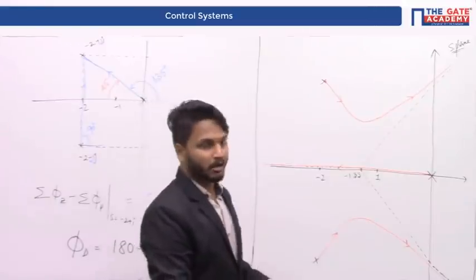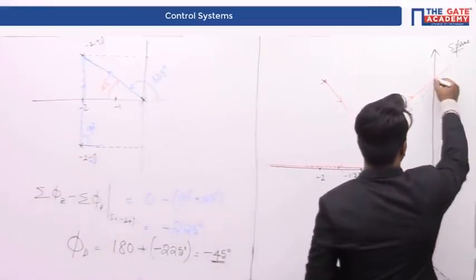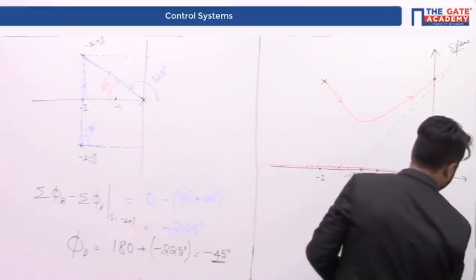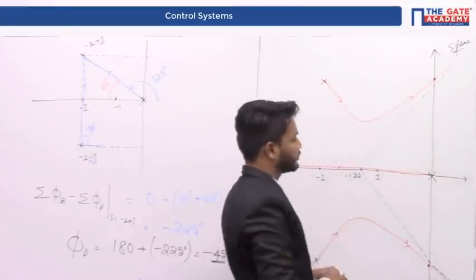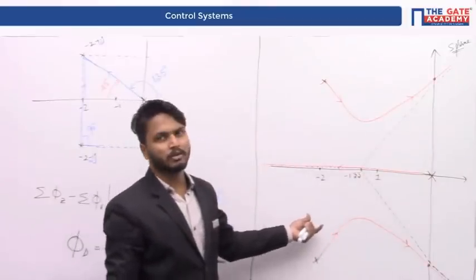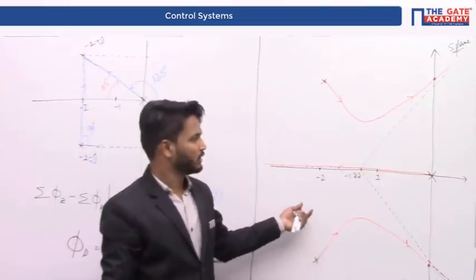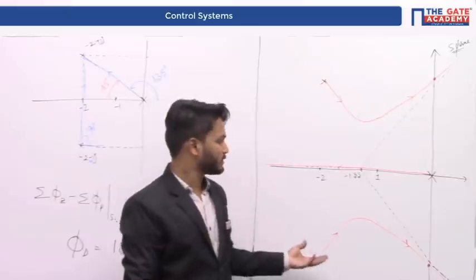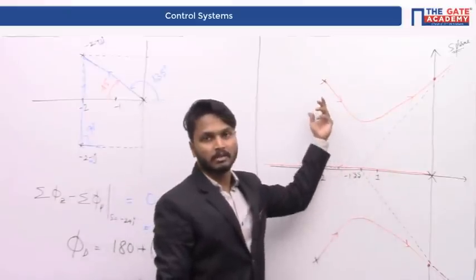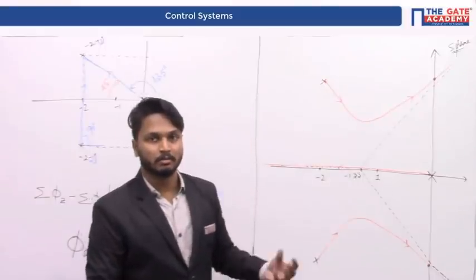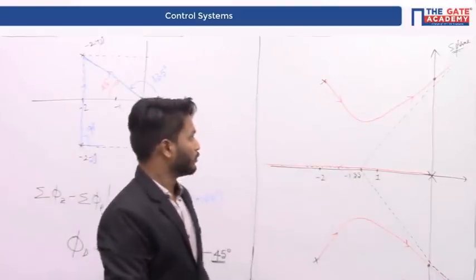But we still need to calculate these points, that is, the points of intersection with the root locus. You can calculate the breakaway points also, but you are going to get some invalid breakaway points. Therefore, that doesn't give you valid breakaway points, which means there is no breakaway between the poles. There is no breakaway in the root locus.